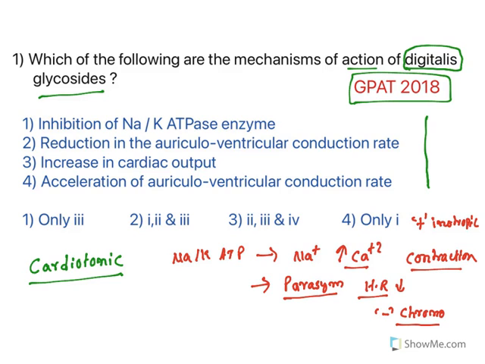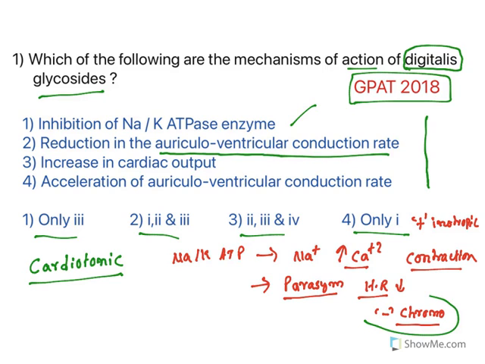Now let us see the options. Inhibition of sodium potassium ATPase enzyme. See, which of the following is the mechanism of action of digitalis glycoside? There is a combination of options given. Again, there are multiple actions, because of that a combination is given. Yes, it inhibits sodium potassium pump. Reduction of atrioventricular conduction. Atrium is also known as auricle. So this is what happens with negative chronotropy. When parasympathetic system is activated, heart rate is reduced, and how does it happen? By reducing auriculoventricular conduction rate. This is true. Increases cardiac output. This is the physiological action of digitalis.